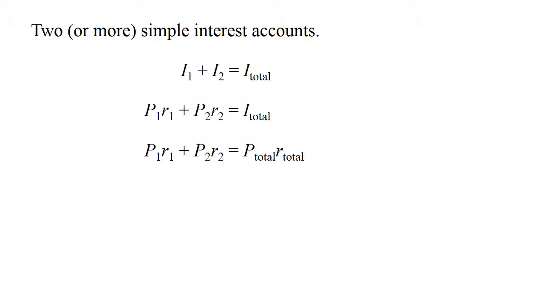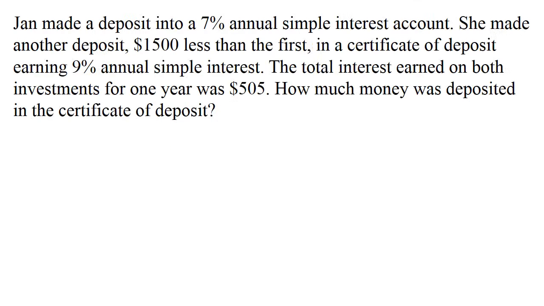And there can be also other types of setups. You might have interest 1 equals interest 2. Those are a little bit more rare types of problems, but they can happen. So the same general idea, principal 1, rate 1 equals principal 2, rate 2. But most of the time it's going to be interest 1 plus interest 2 equals total interest.